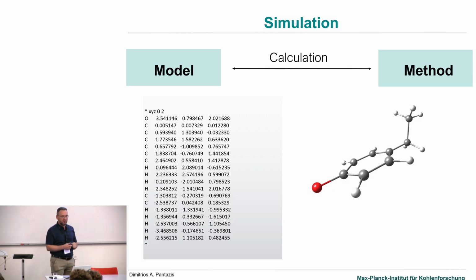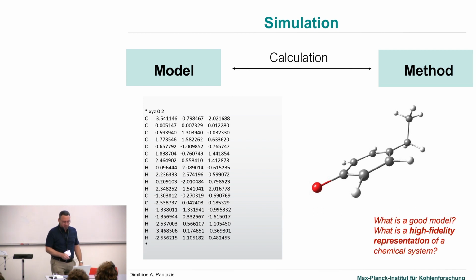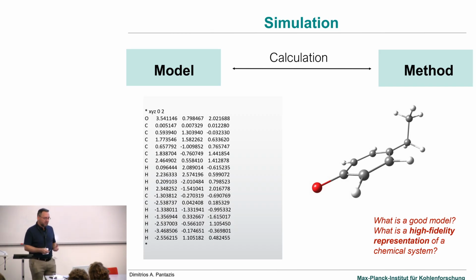That's our model. When we're doing quantum chemical calculations, we also need to know how many electrons you have, what is the total charge, and other things. So we give some extra information. Like, for example, here we have the charge and the spin multiplicity. That's useful information. But overall, that's what we mean often by a model. So we would need to constantly be thinking about what is a good model and what is a high fidelity representation of a chemical system that interests us.